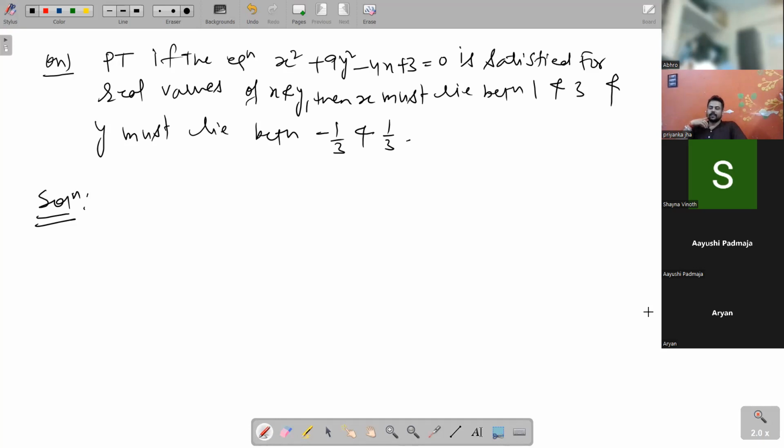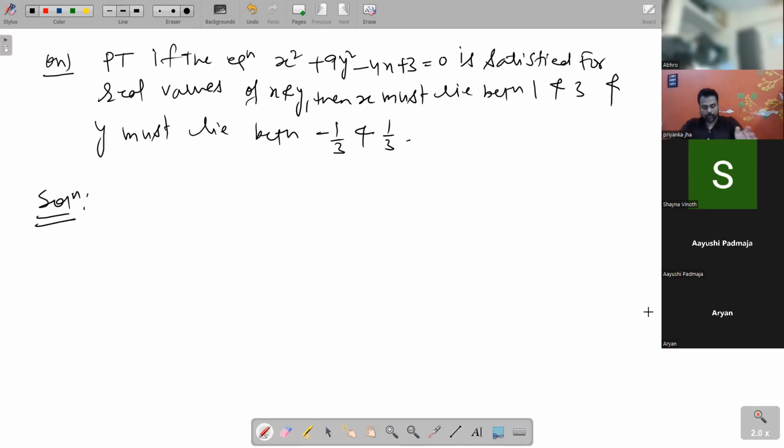So once I get 1 and 3, do I just insert that and you'll get 1 by 3 and 1 by minus 1 by 3? First, you do, see, for the real values of x and y. So consider it quadratic in x, and for real values of x, the discriminant must be greater than or equal to 0. So you'll get the range of y.